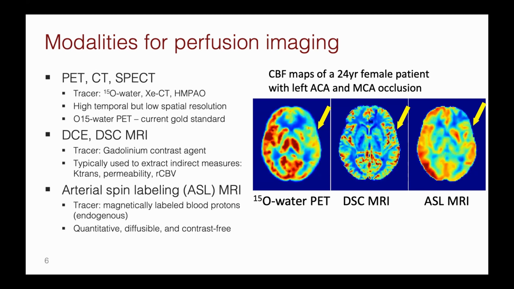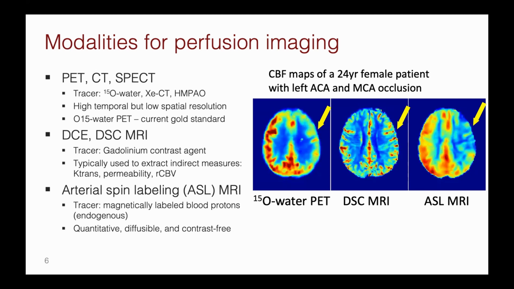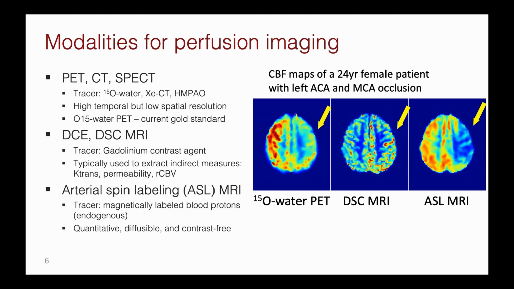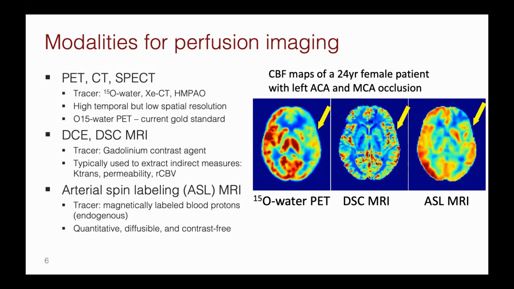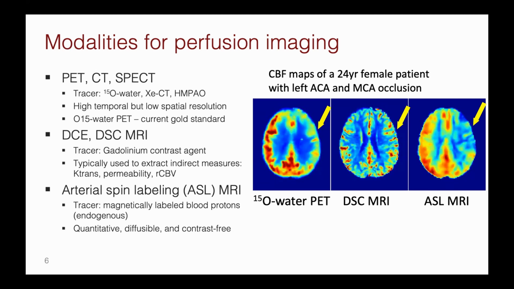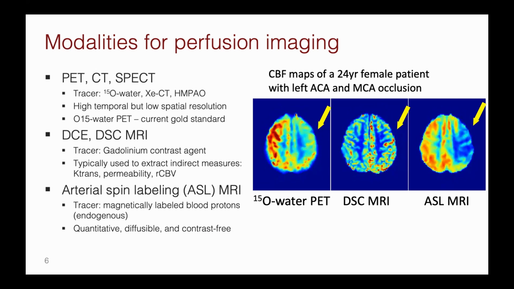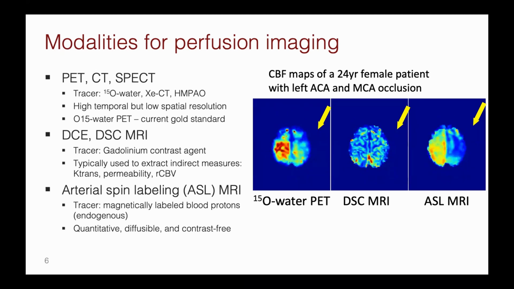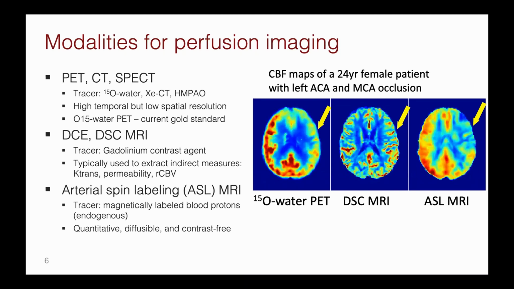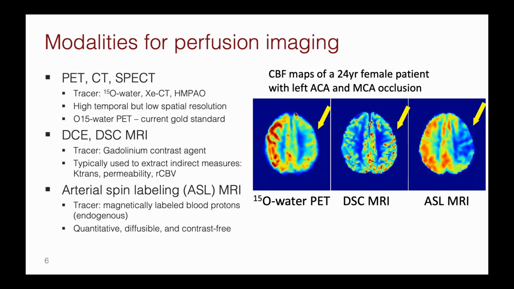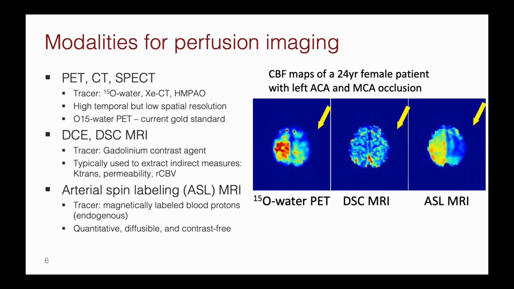And of course, both DCE and DSC MRI require the injection of gadolinium contrast agents, but they are often routinely used in clinical applications. They're often used not only to report perfusion directly, but also on some related metrics, such as cerebral blood volume or the permeability of tissues and tumors.